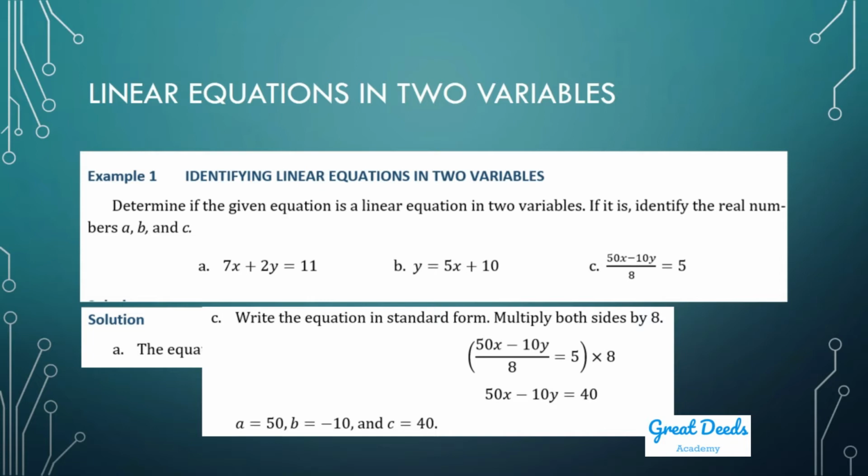What then is A? A is 50. B is negative 10. Okay? So it's not just 10, it's negative 10. C is 40.